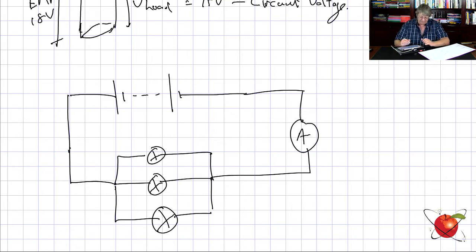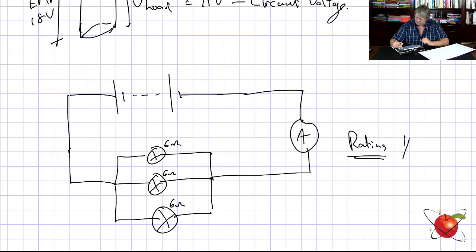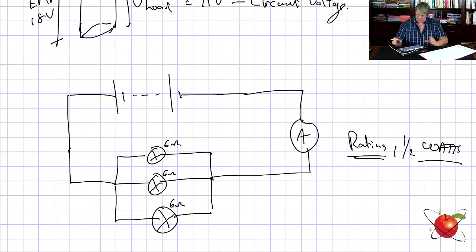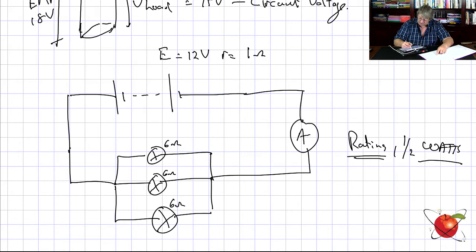So they tell us that these 3 bulbs are here with a 6 ohm resistor, and they say that the rating of the bulb is 1.5 watts. Let's just first go back to basics. I haven't asked a question yet, but one thing I haven't put in, let me fill it in: the EMF equals 12 volts and R is equal to 1 ohm.